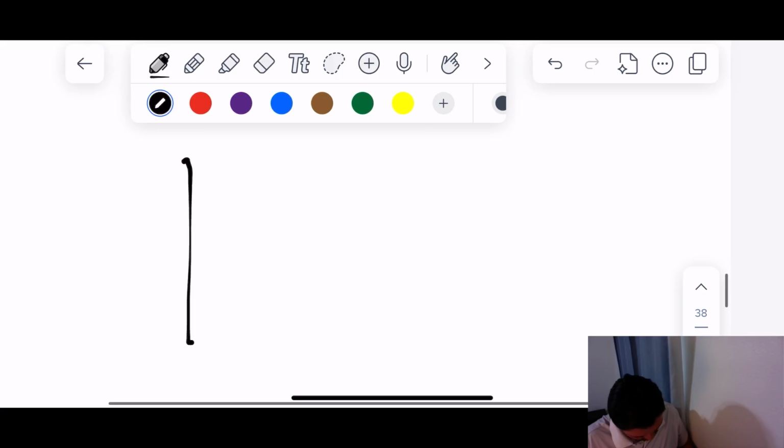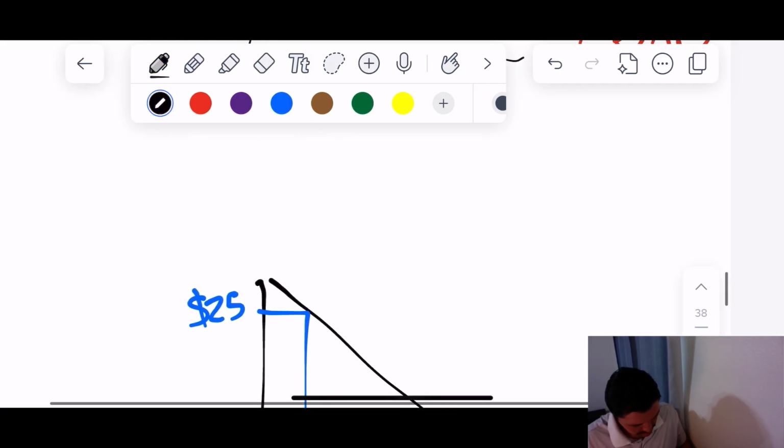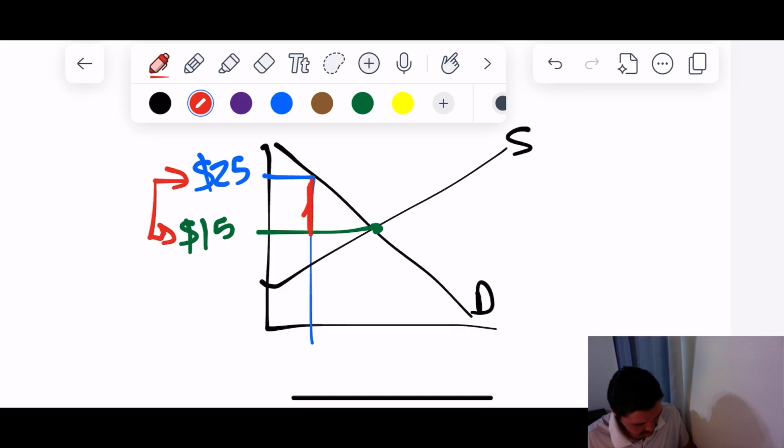So here is your demand curve, and you were willing to buy the one t-shirt for 25, but because of the market price at 15, you have this much in terms of your surplus, right? It is the area above the market price and below the demand curve, right? So it's this entire area here. This is your total amount of consumer surplus.